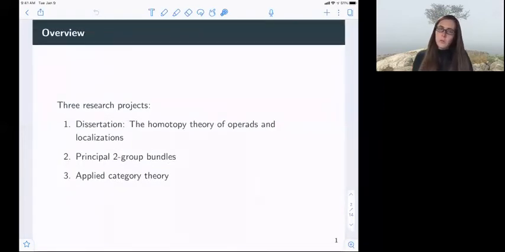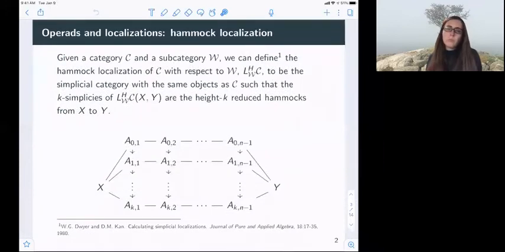So I have three ongoing research projects. The first is my dissertation, which is in the homotopy theory of operads and localizations. And then I have other projects in principal two-group bundles and in applied category theory. So my dissertation research studies a localization construction for operads. This construction draws inspiration from Dwyer-Kan's hammock localization, which is also called a DK localization.